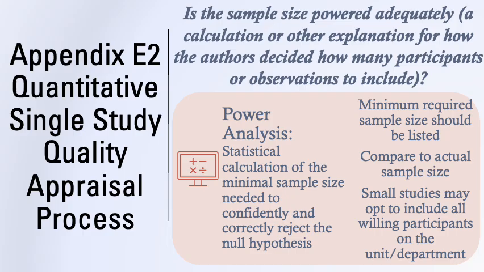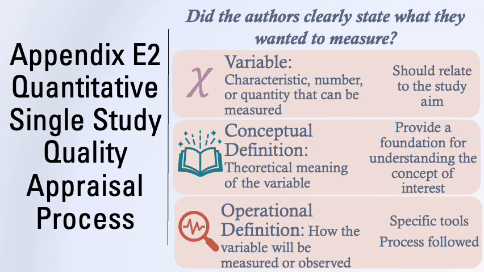The sixth quality appraisal question for the methods section of a quantitative study asks, did the authors clearly state what they wanted to measure? This appraisal question is essentially asking if the authors provided both a conceptual and operational definition for their variables of interest. Remember, a variable is any characteristic, number, or quantity that can be measured or quantified and should link directly to the aims of the study.